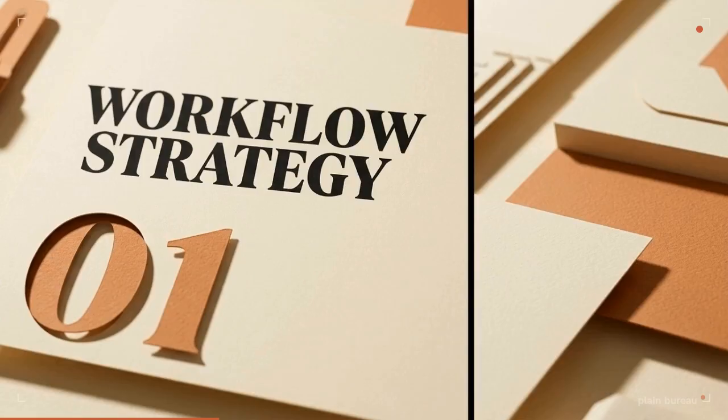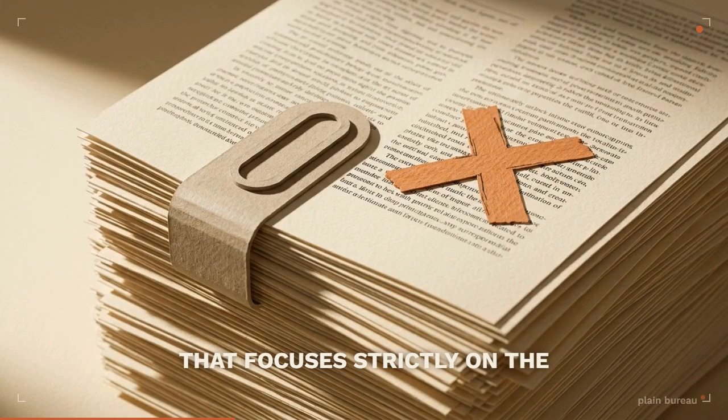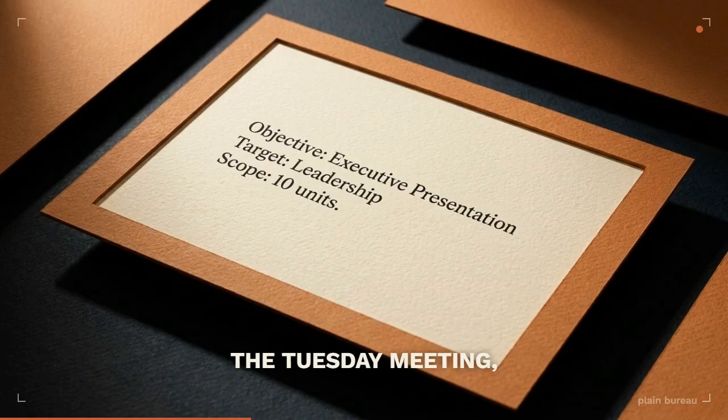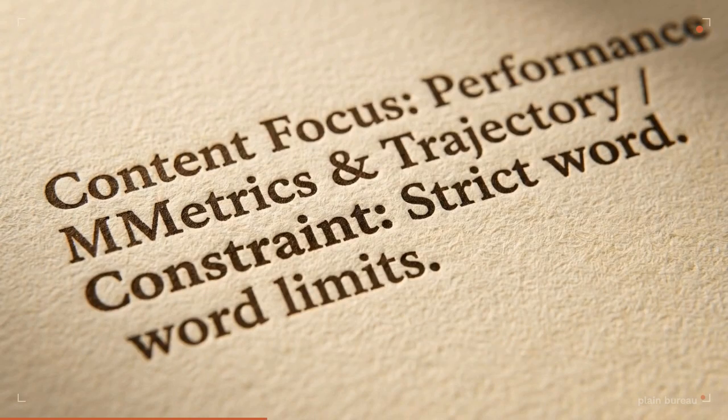Habit 1 is the 3-line brief. Instead of a formal document, you write a plain English message that focuses strictly on the objective and the audience. The prompt is simple: a 10-slide board deck for the Tuesday meeting, audience, the founder, the COO, and 3 board members. It needs to cover Q3 numbers, risks, and next steps, with a 250-word cap per slide.